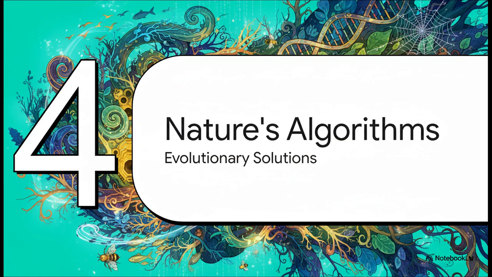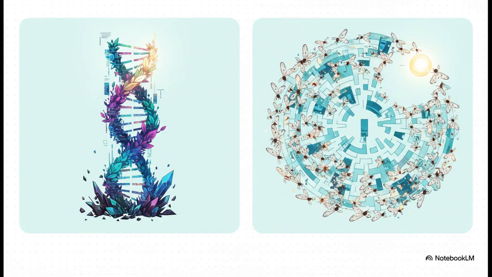So if you can't brute force it, what do you do? Well, you get creative. And scientists looked for inspiration from the best problem solver out there, one that's been running experiments for billions of years. Mother Nature. And this is so cool. It basically led to two big families of nature-inspired problem solving. On one side, you have genetic algorithms, which, as the name suggests, copy evolution. And on the other, you have swarm intelligence, which mimics how animals work together in groups.